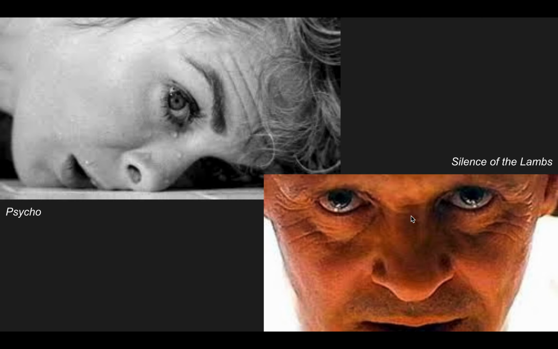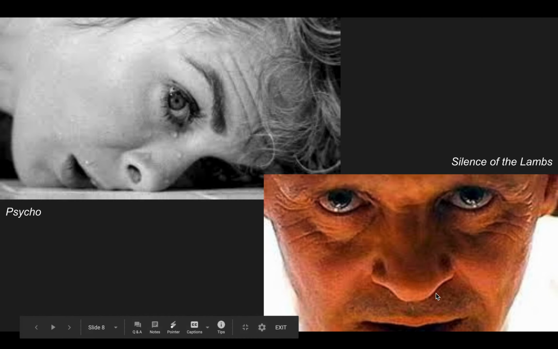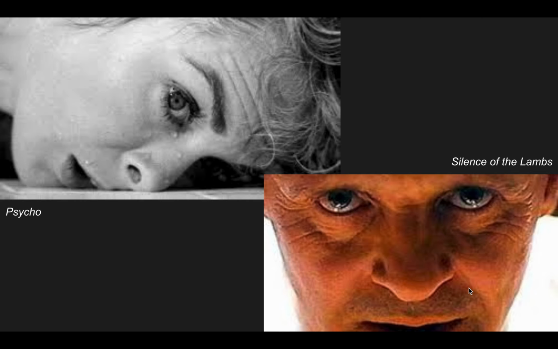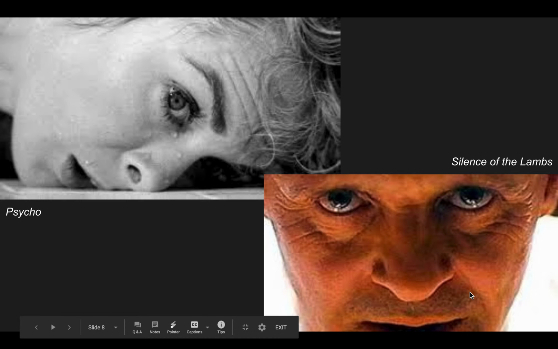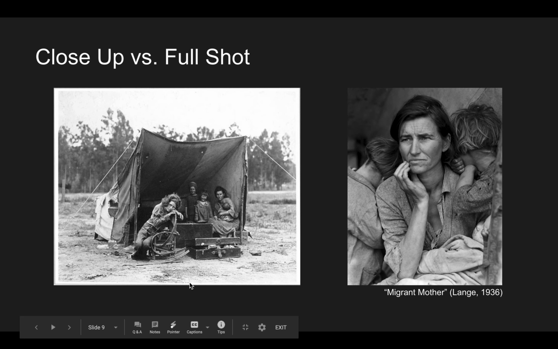And Anthony Hopkins, who portrays this character, does such a great job of rendering that through his facial expressions, and the close-up shot is, I think, just necessary for helping the audience to feel that and to really be afraid of his character.